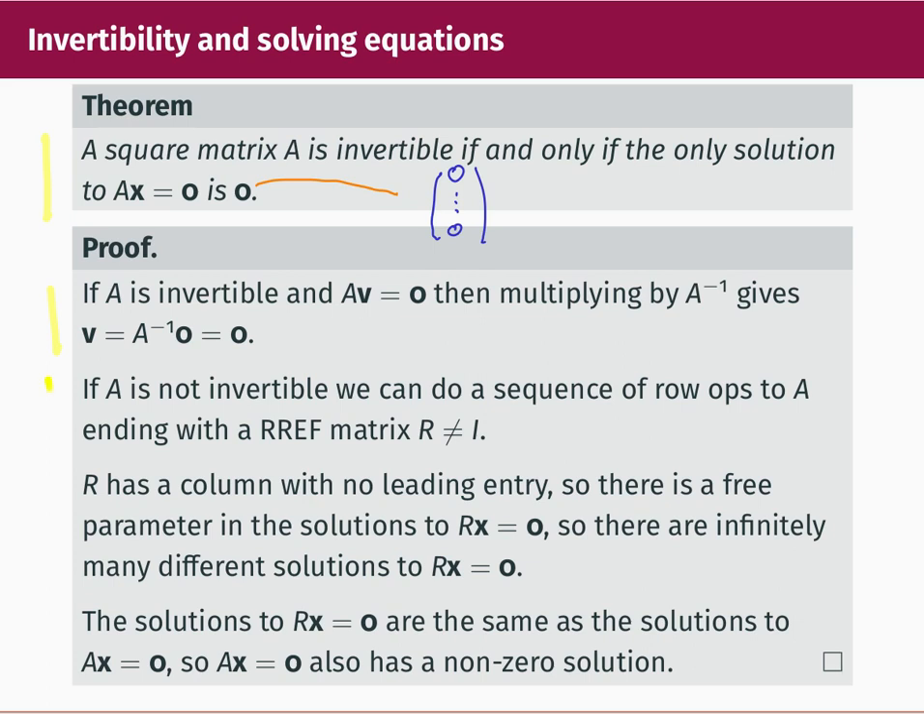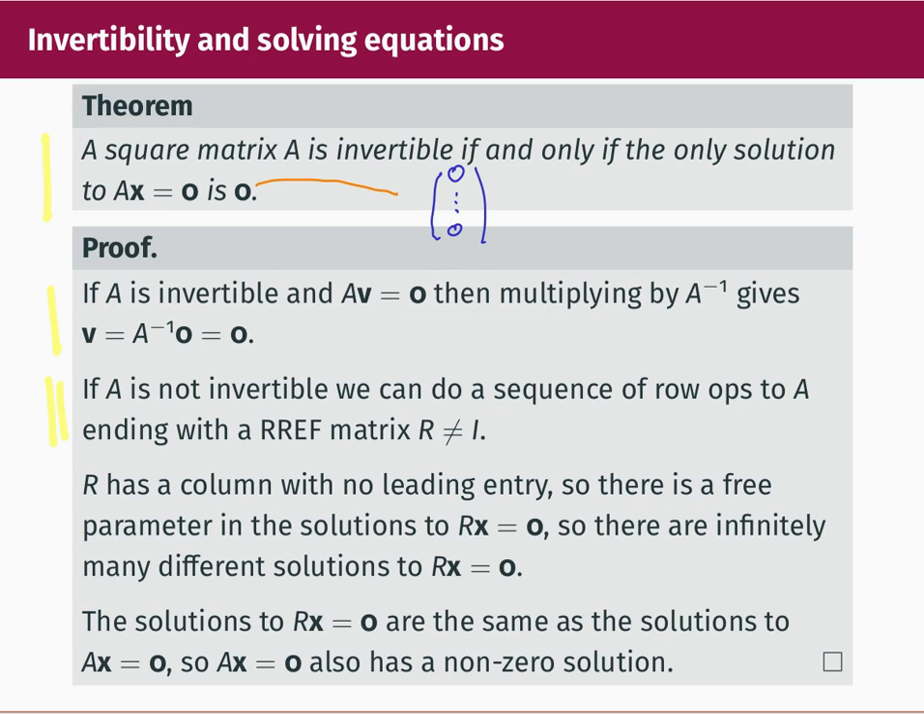Conversely, let's suppose A is not invertible, and we have to prove that there is a solution to that matrix equation other than the 0 vector. Well, if A is not invertible, then we can do a sequence of row operations to A, ending up with a row-reduced echelon form R, which must not be the identity matrix by our previous theorem. Now R must have a column with no leading entry because it is a square row-reduced echelon form matrix which is not the identity.